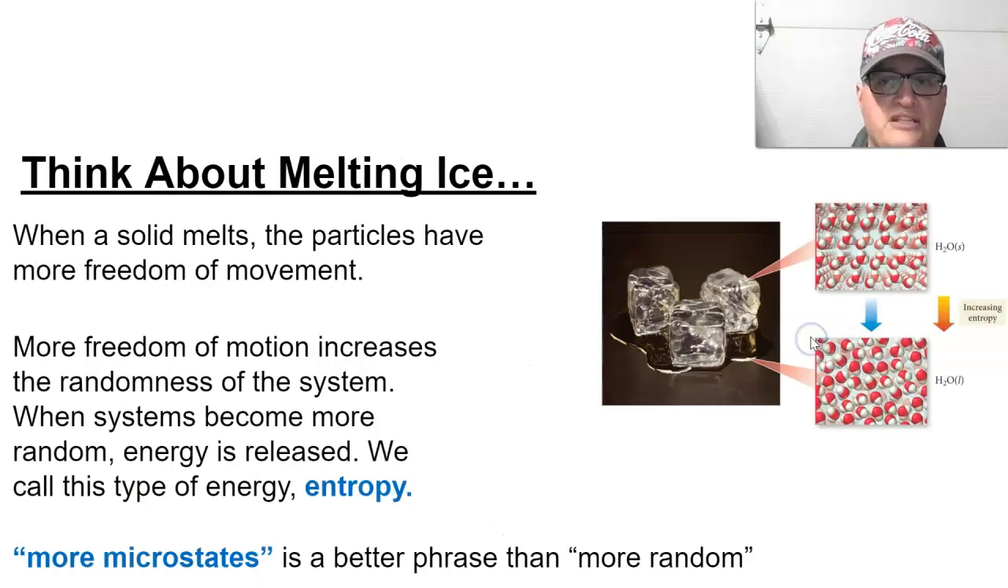So let's take a look at just a simple concept dealing with entropy, and not in a chemical sense, but in a physical sense. When a solid melts, the particles have more freedom of movement. So going from a solid to a liquid, this is going to be an increase in entropy. More freedom, more randomness. More random, energy is released. Of course, we've already talked about this as entropy. More microstates, better phrase than more random, but as long as you're not saying less ordered, I think that's the one you really want to avoid.